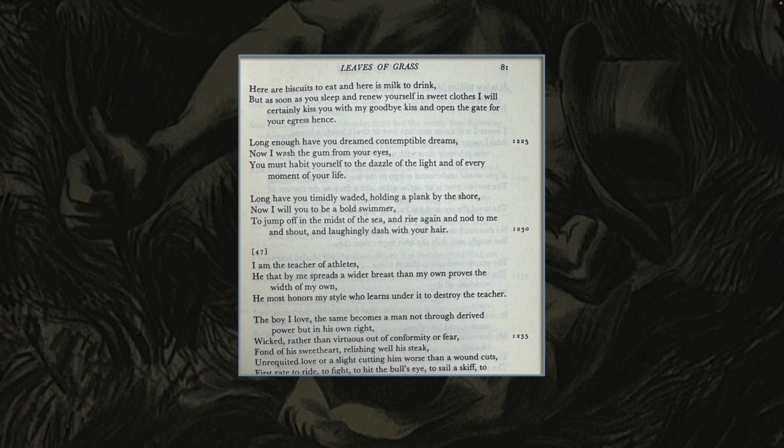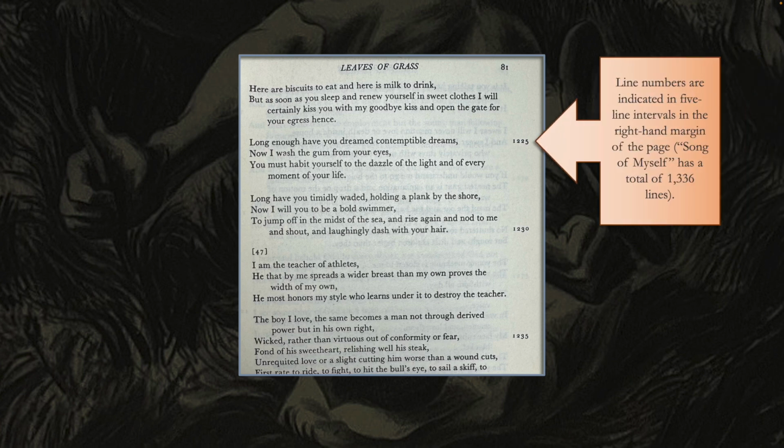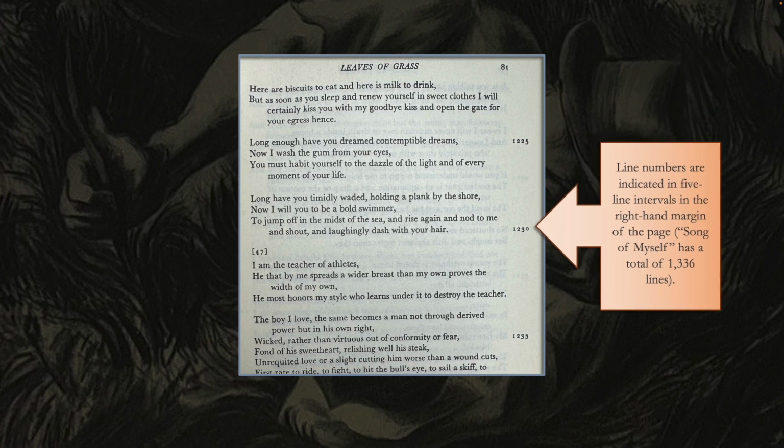And this is a screenshot from page 81 of the Penguin edition of the 1855 Leaves of Grass. We're looking at part of section 46 and the start of section 47 from Song of Myself. And just to help you understand what you're seeing on the page here, these numbers on the right are line numbers. Line numbers are indicated in 5-line intervals. So you'll see line 1225 is there, and then the next numbered line is 1230 down here.